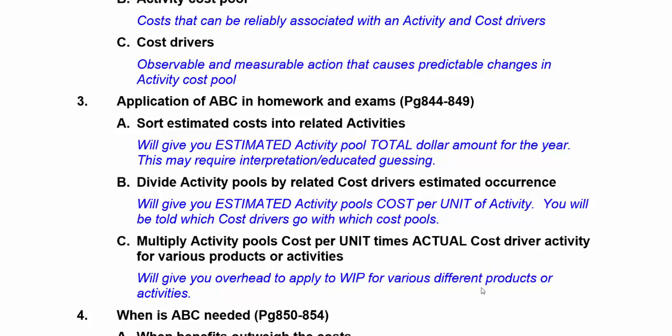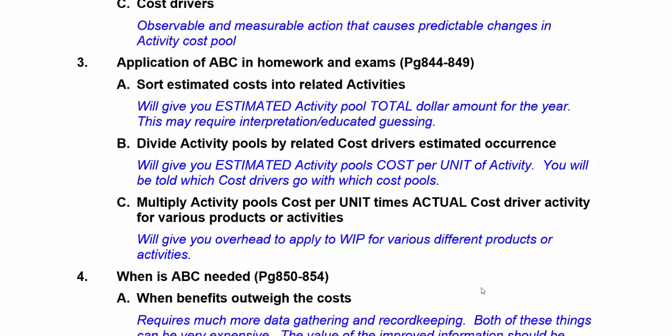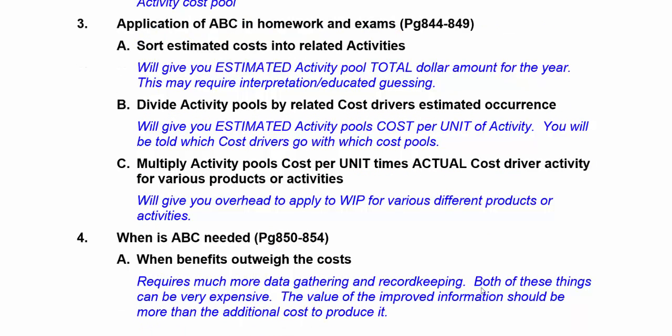When do you need activity-based costing? Well, the easiest thing to say is when the benefits outweigh the costs. So the reason why we have to be careful about this is because activity-based costing requires much more data gathering and record keeping, and you have to study these costs and their behavior in relation to the activity bases and make sure that there's a consistent and reliable relationship.